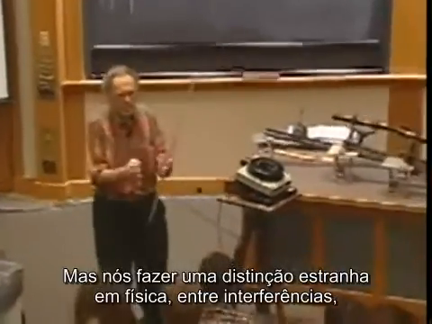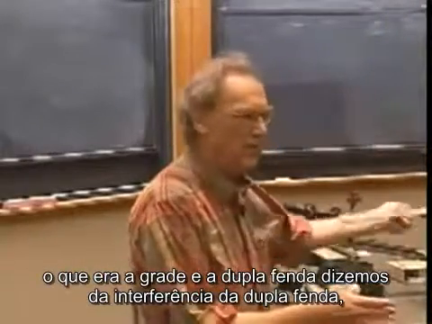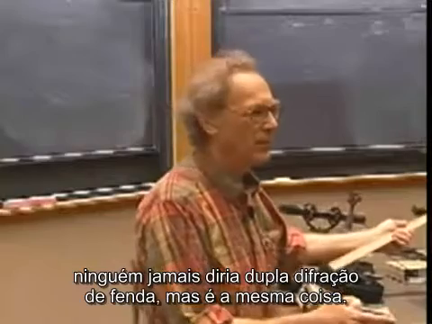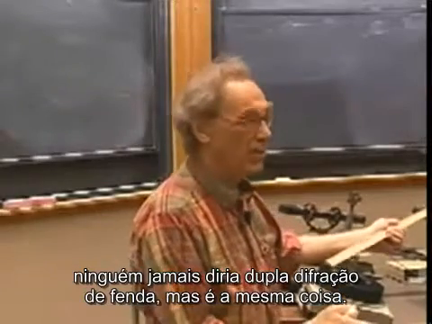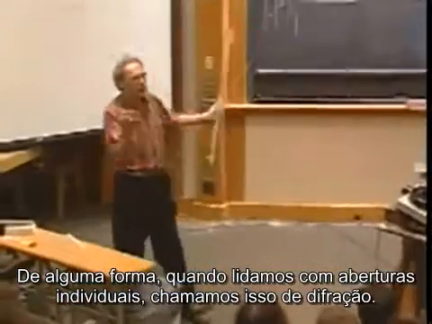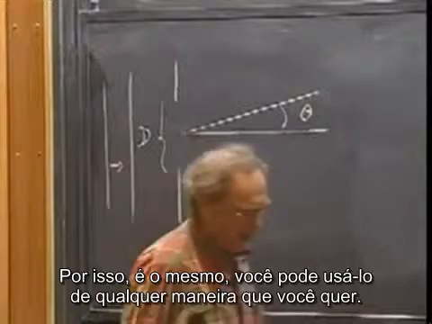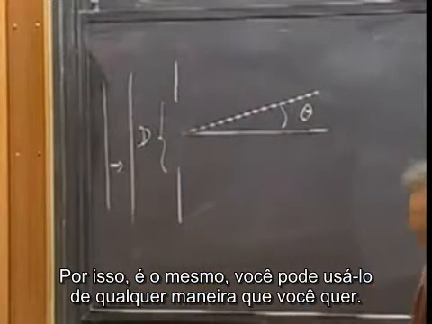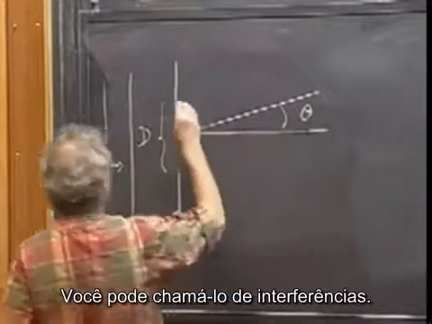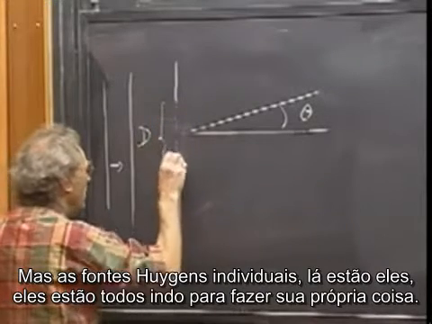But we draw a strange distinction in physics between interference, which was the grating and the double slit. We say double slit interference. No one would ever say double slit diffraction, but it's the same thing. Somehow when we deal with individual openings, we call that diffraction. So it is the same. You can call it interference, any way you want to. But the individual Huygens sources, there they are. They're all going to do their own thing.